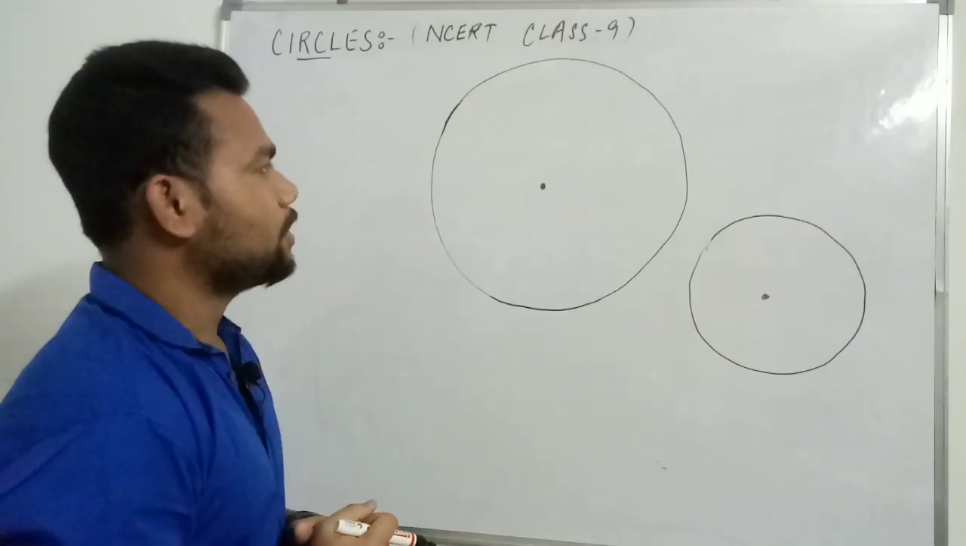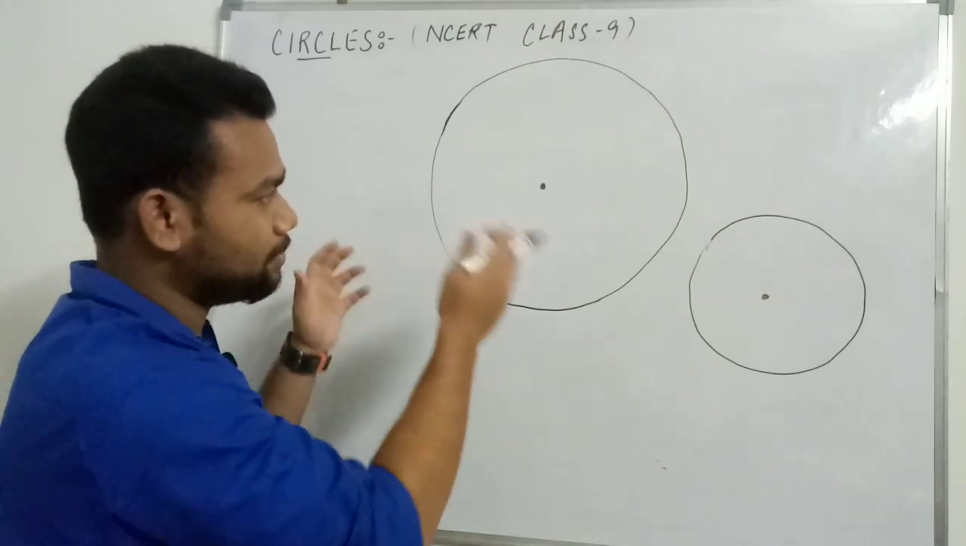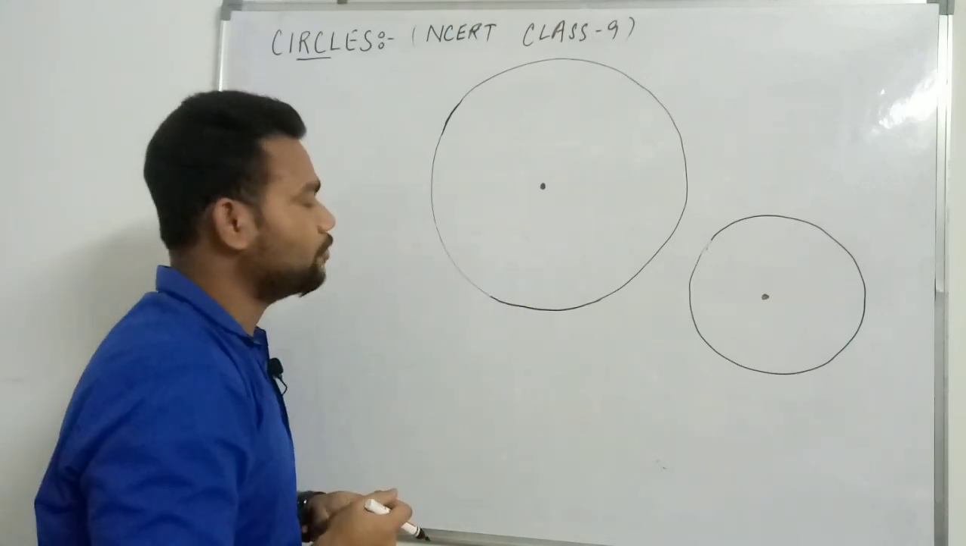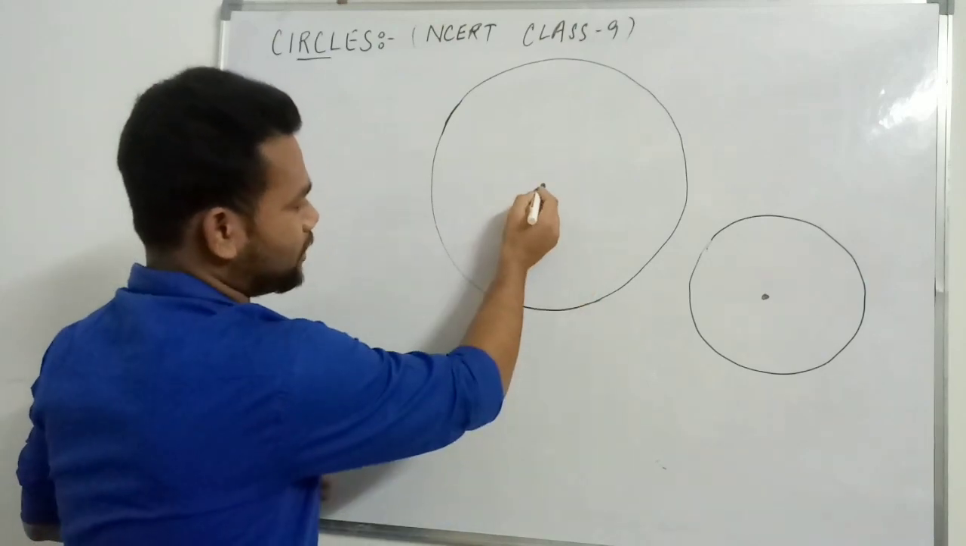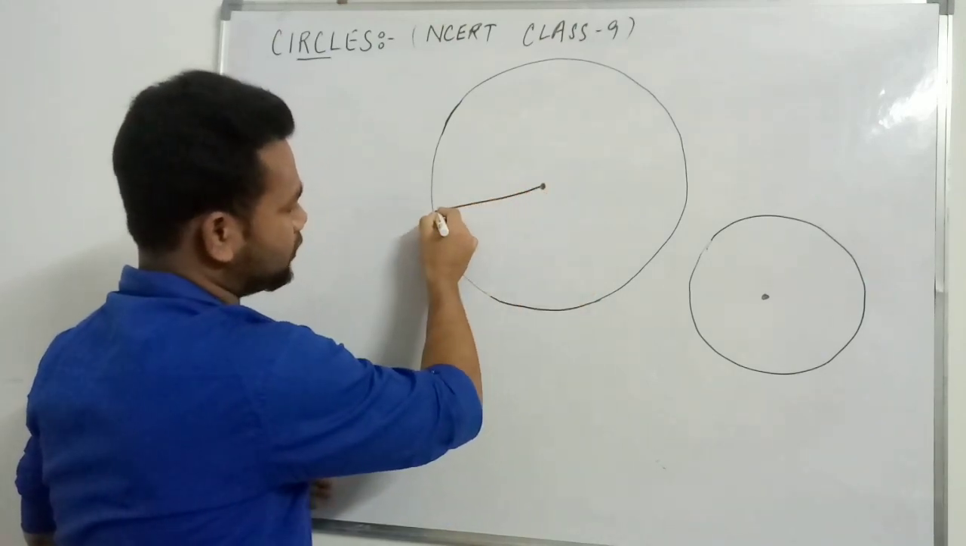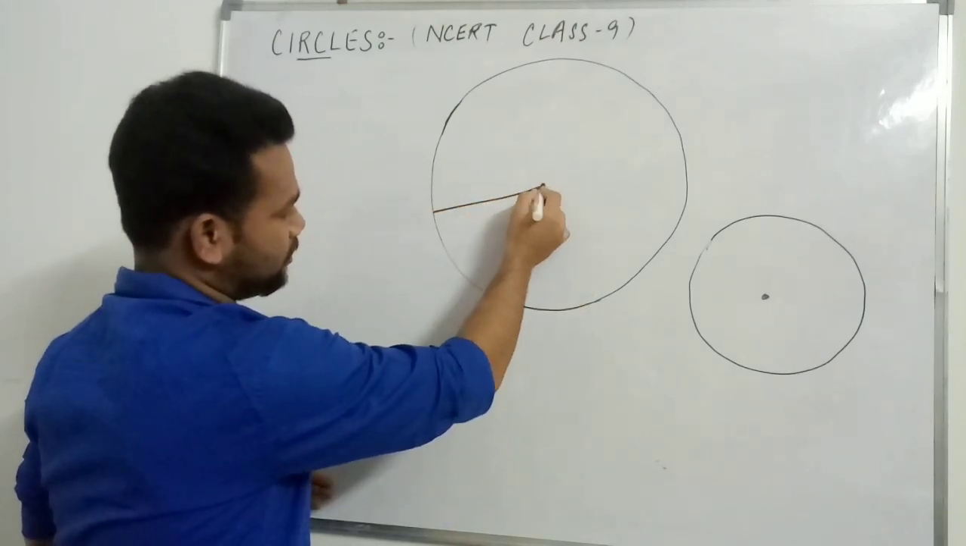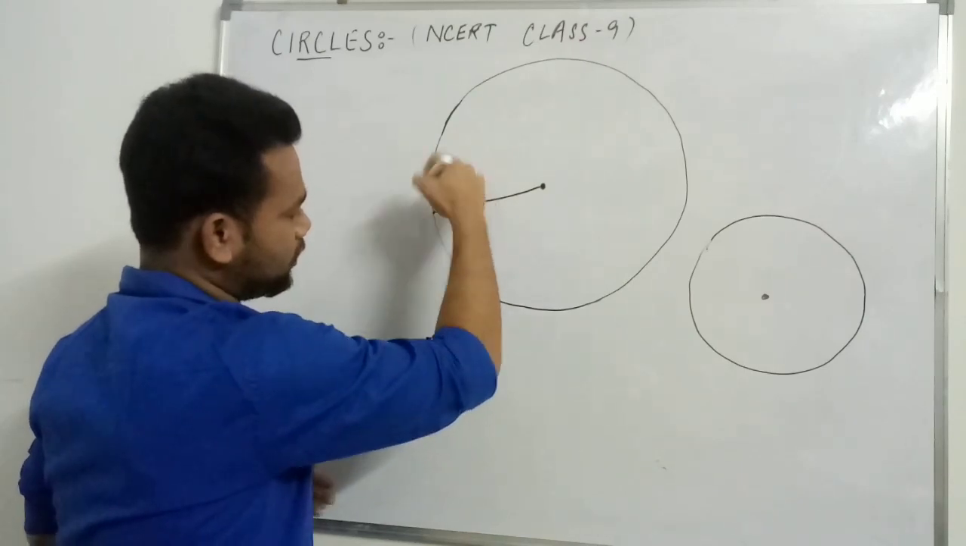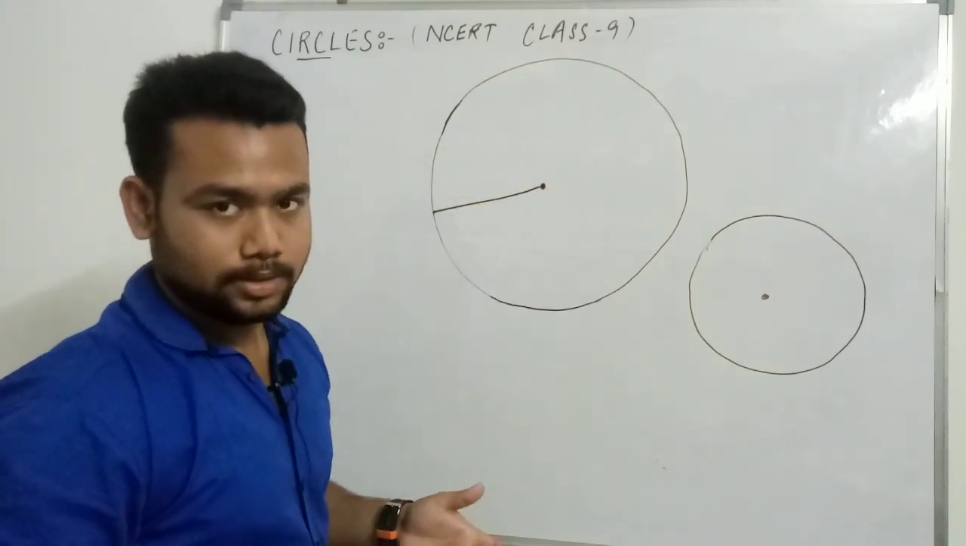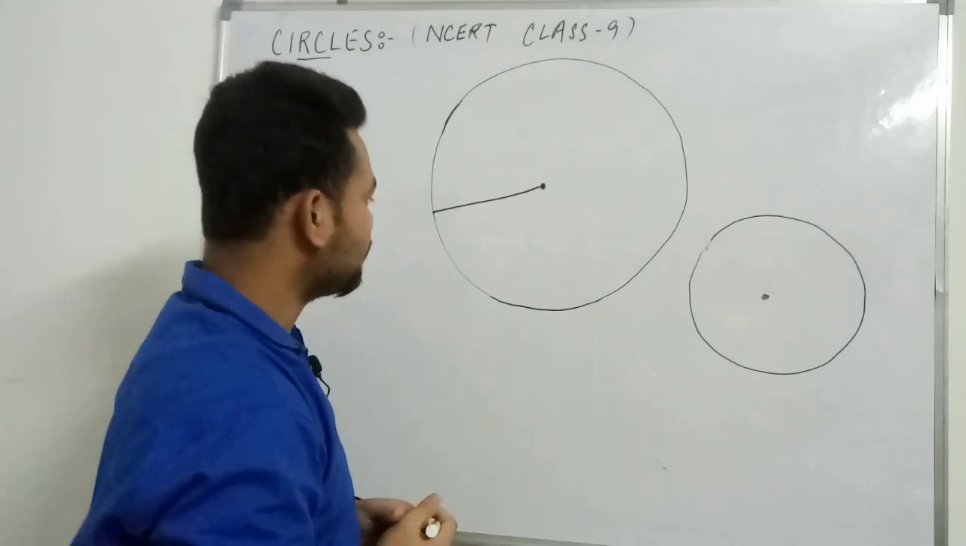So before going to the whole chapter, we should know the basics. So radius, we all know about radius. Obviously the distance between the center and the point on the circumference is known as radius. We are very much familiar with it, right?